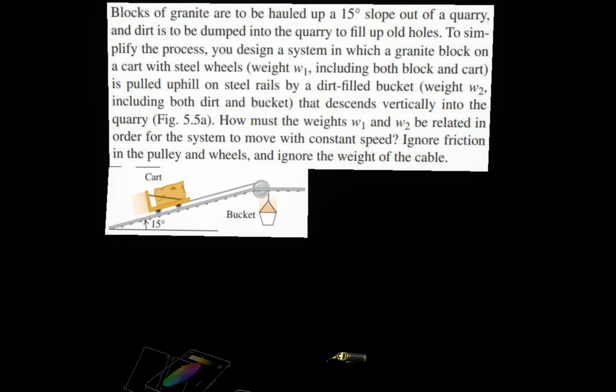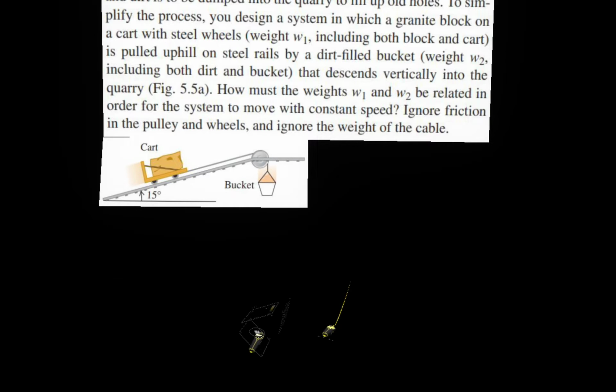Okay, so what are we trying to solve on this problem here? How must the weights W1 and W2 be related in order for the system to move with constant speed? So we're trying to find an expression relating W1 and W2, so the weight of the cart and the weight of the bucket, so that it moves with constant speed. We're ignoring friction, and we're ignoring the weight of this cable here.